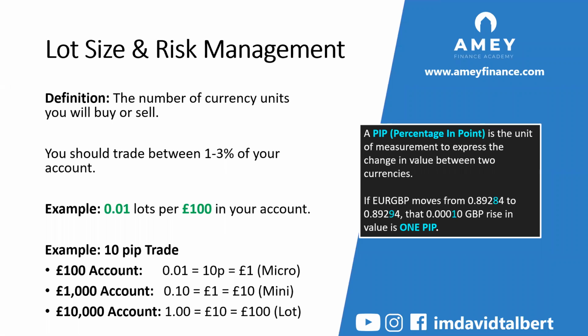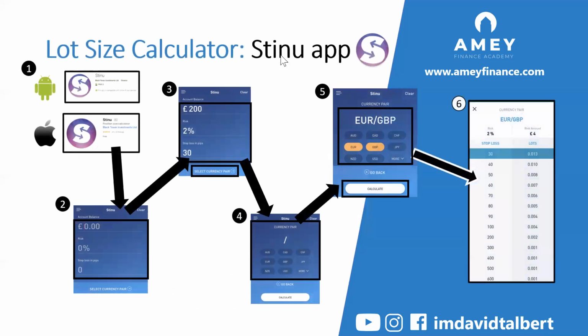Now there's an app that you can use to be a bit more specific on your lot size depending on the size of your account. So I'm going to show you the app and how it works. The app is called Sitinu. Oh, I can't. I'll never pronounce this. Sitinu.